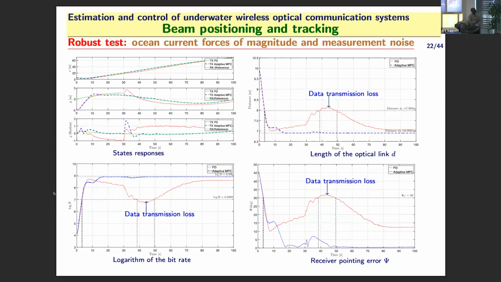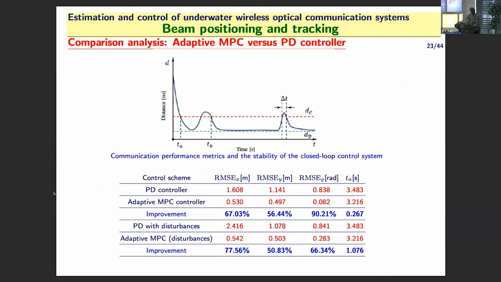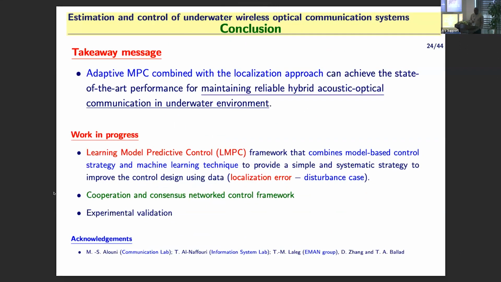So we disturb the model. We do some robustness analysis by putting in some ocean current force and measurement noise, and we can see the transmission gets lost with the PD control, while the MPC is doing quite well here. Now this is another table that provides a comparison. I'm out of time maybe. So the takeaway message is that we apply an adaptive model predictive control combined with the localization approach, and we can see that this can achieve the state of the art for maintaining reliable hybrid acoustic communication in underwater environment.